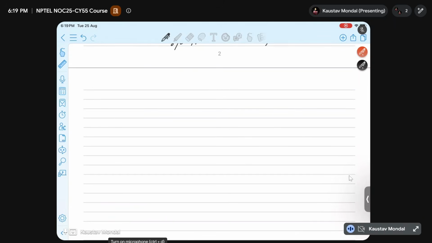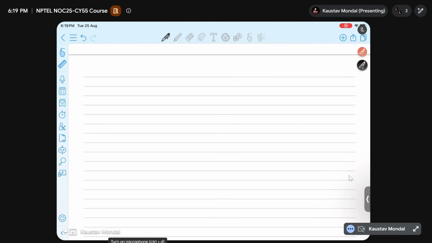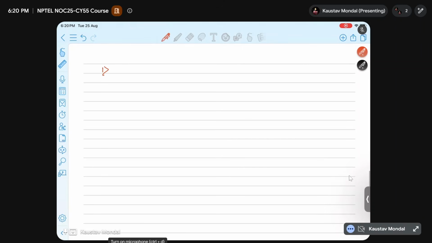Now we'll move on to some new things that are the main topic of discussion for today's class. But before that, let us solve some problems. So the first problem is: a system has three energy levels, E0 equal to 0, E1 equal to E, and E2 equal to 2E.